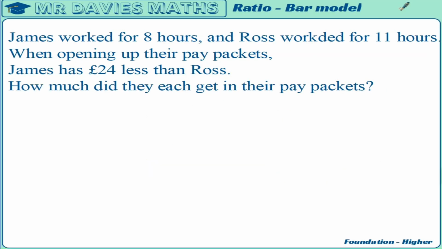Okay, James worked for 8 hours and Ross worked for 11 hours. When opening up their pay packets, James has £24 less than Ross. How much did they each get in their pay packets? Well, there's actually no ratio in this question. So I'm going to have to figure out my ratio: if James worked 8 hours and Ross worked for 11 hours, the ratio was 8 hours to 11 hours. So I'm going to start off by drawing my ratio boxes.